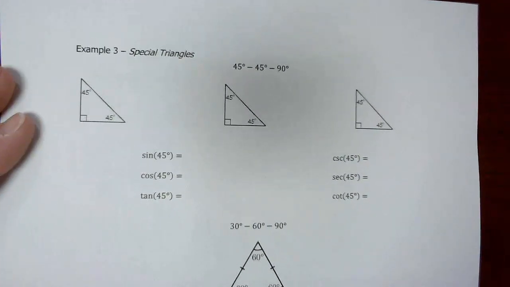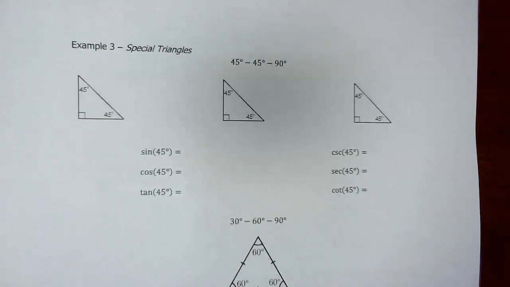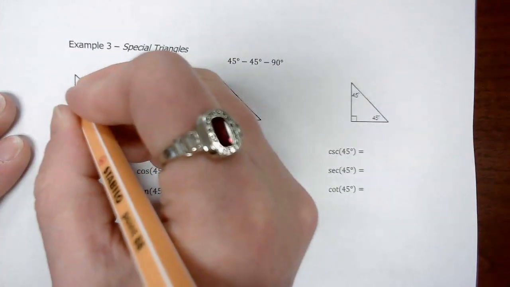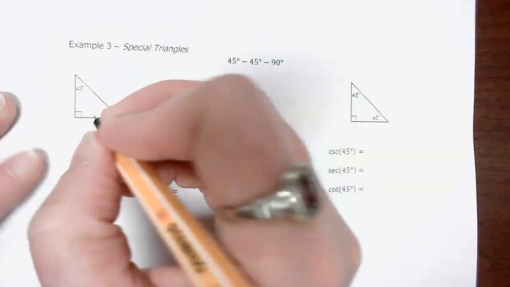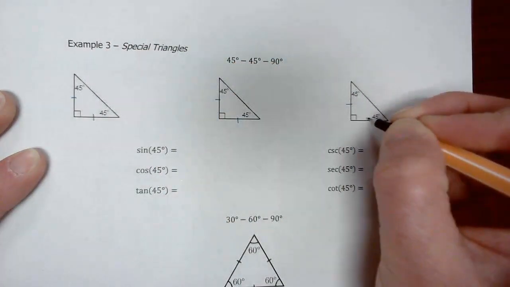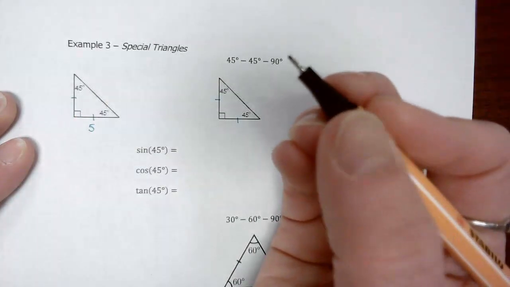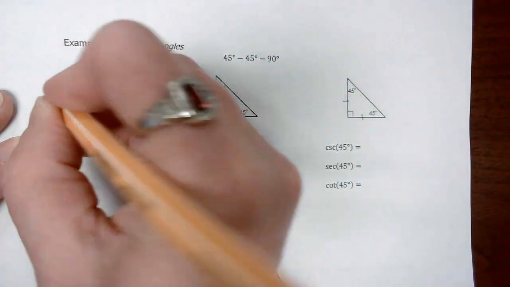Now we do have some special triangles that I want to talk about because they pop up so much, and also they're going to have the same ratios every time. So let's look at a 45-45-90. Since this is an isosceles triangle, these sides are always going to be the same. So let's say this side was 5. Then this side is also 5.